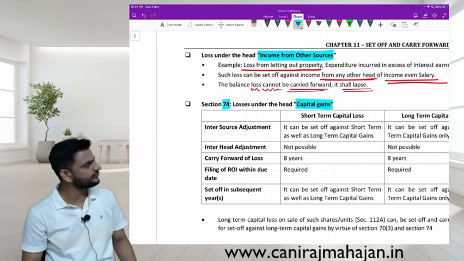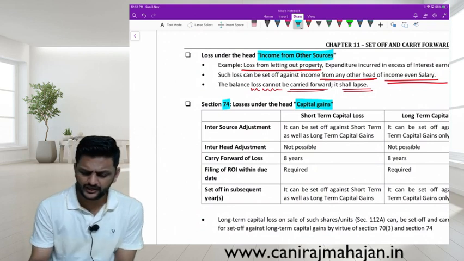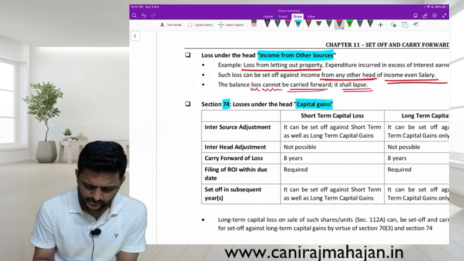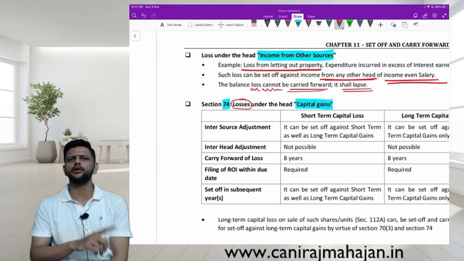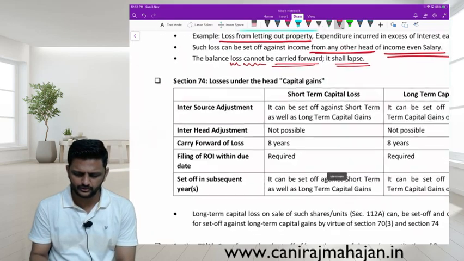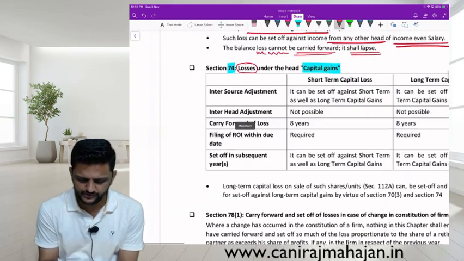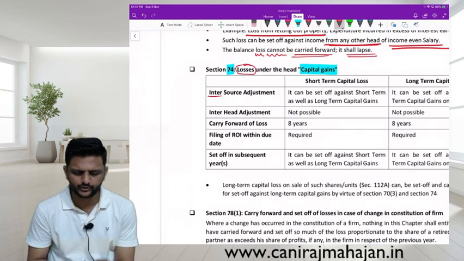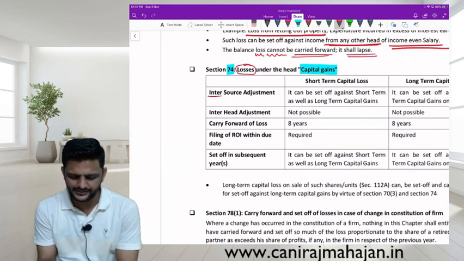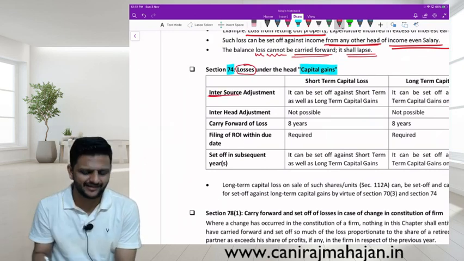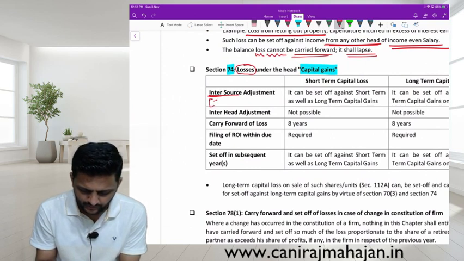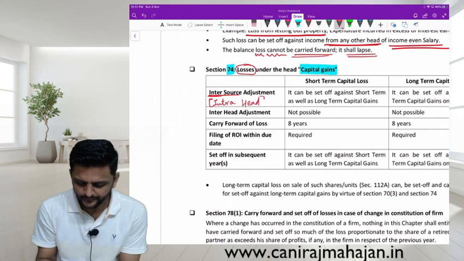Section 74. Again we are focusing only on losses. So there will be either short-term capital loss or long-term capital loss. First focus on inter and then we'll go to intra. Inter source means intra head. Over here if you want you can write down. Inter source means what? Intra head.